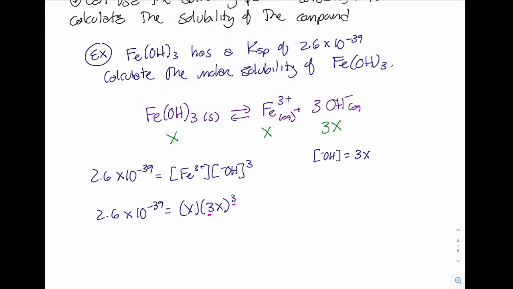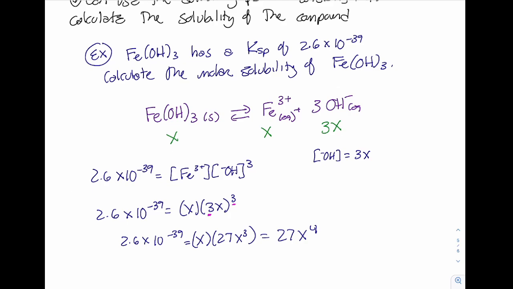And then just be careful on your math here. 2.6 times 10 to the negative 39th is equal to x, right? And then you're cubing both the 3 and the x. So 27x cubed, right? It's not 3x cubed, it's (3x) cubed, right? These parentheses. So you need to cube the 3, we get the 27. You also need to cube that x. So I have 27x to the 4th.